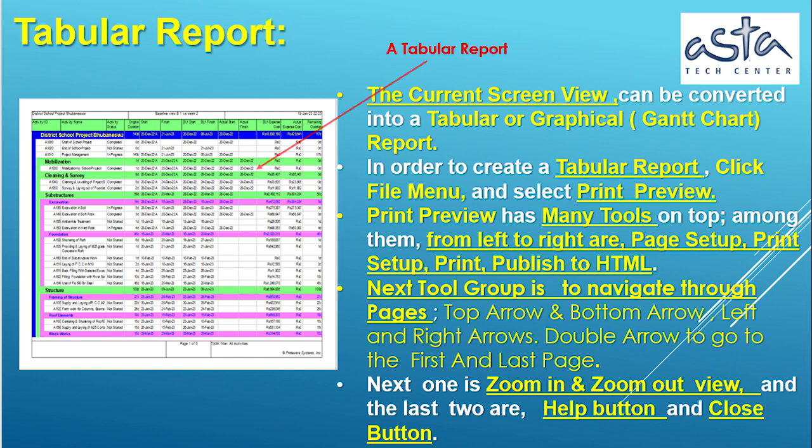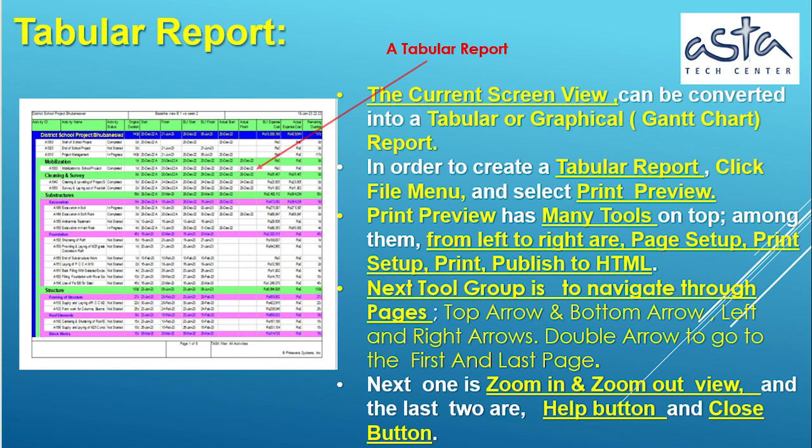Spotlight, tabular report. The current screen view can be converted into a tabular or graphical Gantt chart report. In order to create a tabular report, click File menu and select Print Preview. Print Preview has many tools on top. Among them, from left to right are Page Setup, Print Setup, Print, Publish to HTML.